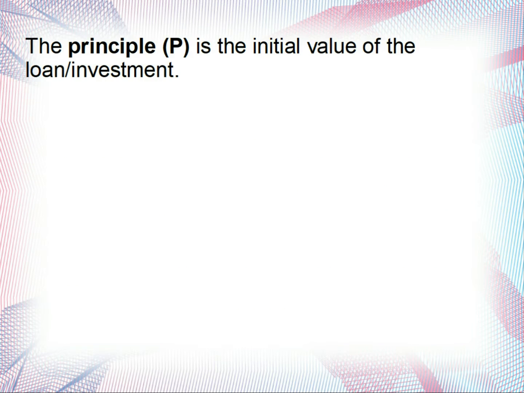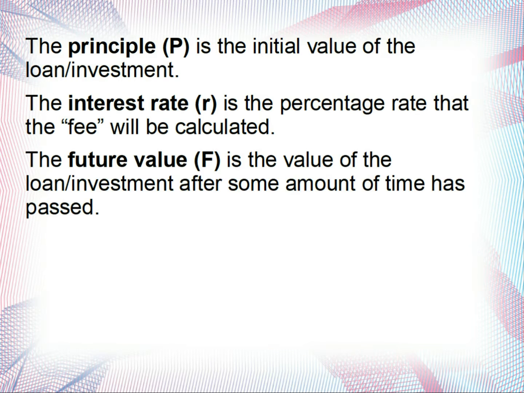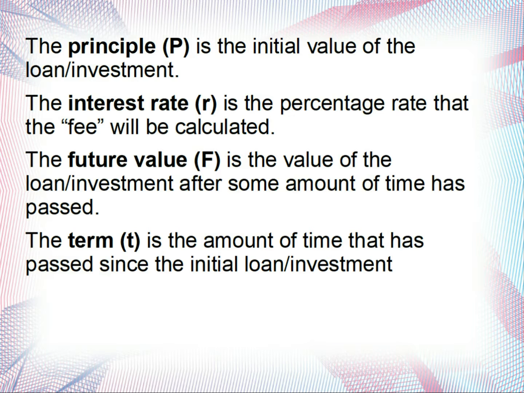So I have a couple of vocabulary words I need to make sure that we are clear on. The principal, which is designated by a capital P, is the initial value of the loan or investment. The interest rate, R, is the percentage rate that the fee will be calculated on. The future value, capital F, is the value of the loan or investment after some amount of time has passed. And T actually stands for term. That's the amount of time that has passed since the initial loan or investment.